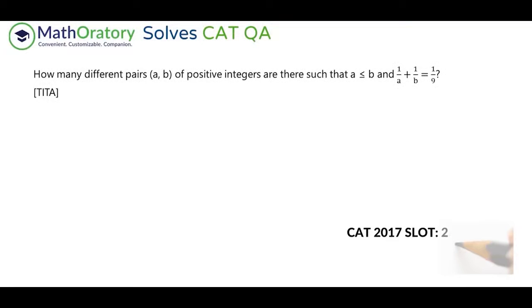Okay, so in this problem, it's mentioned that we're looking for pairs (a, b) of positive integers such that a is less than or equal to b and this condition is fulfilled. There are people who actually mug up these kinds of questions.